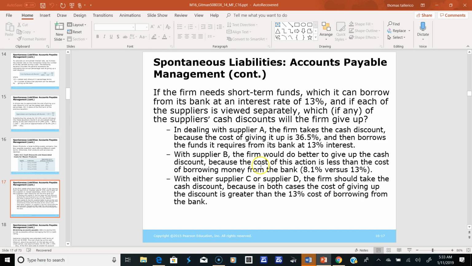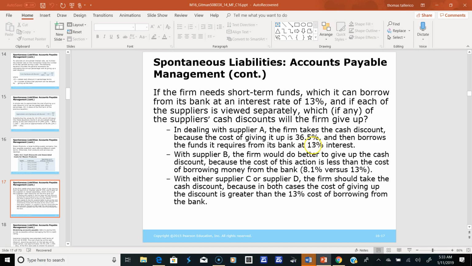All right, so this tells you which discount you should take if the bank offers you the ability to borrow at 13%. So, for instance, let's just look at one. In dealing with supplier A, the firm takes the cash discount because the cost of giving it up is 36.5%, and then borrows the funds it requires from its bank at 13%.